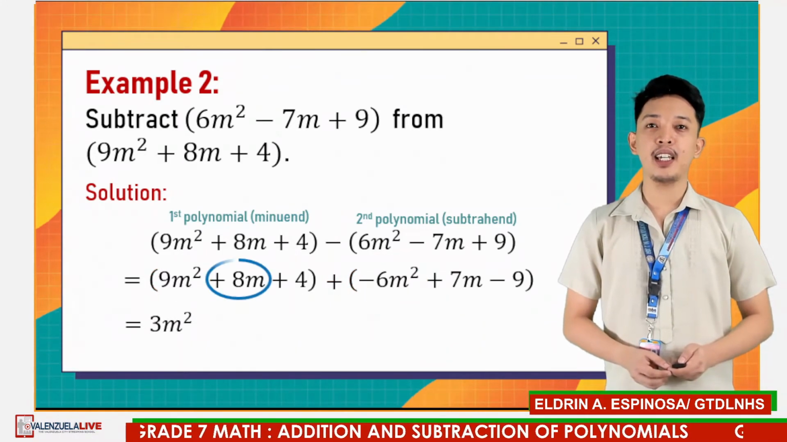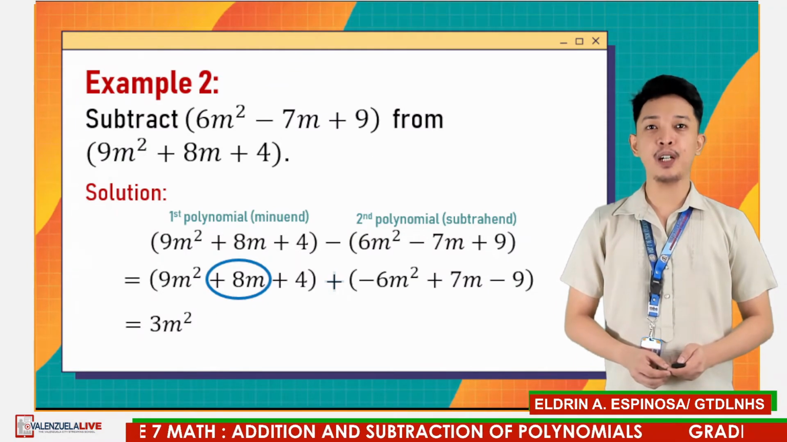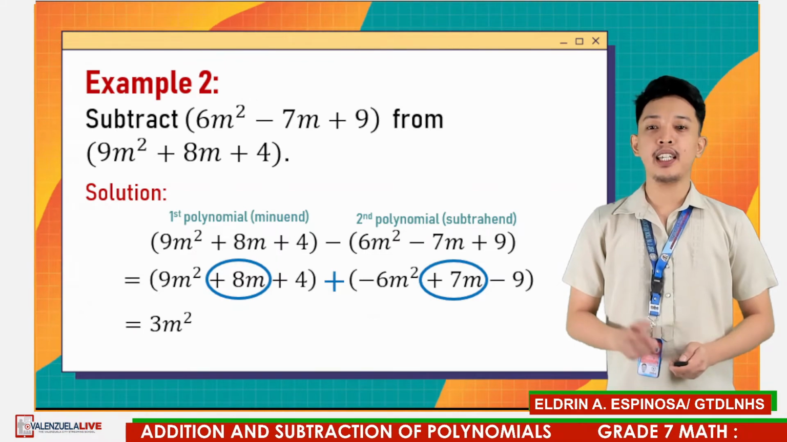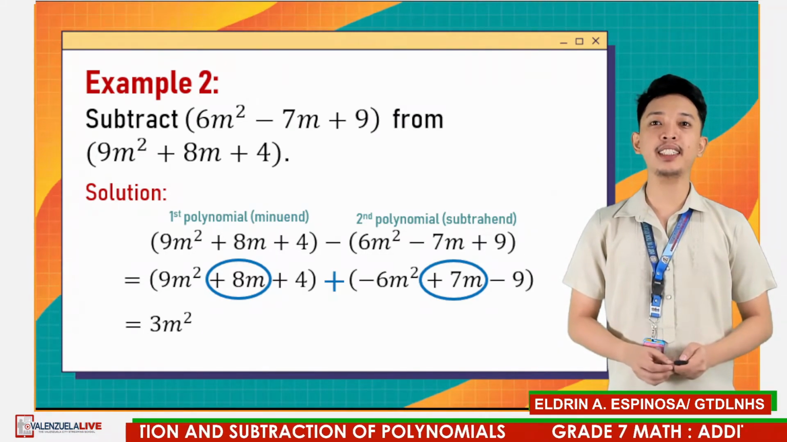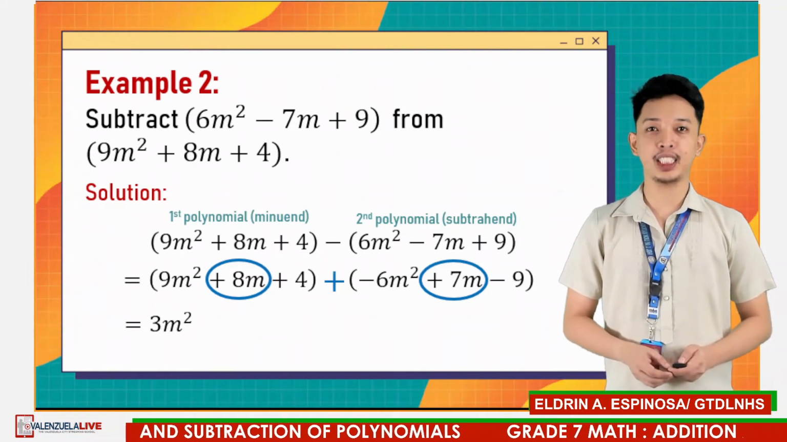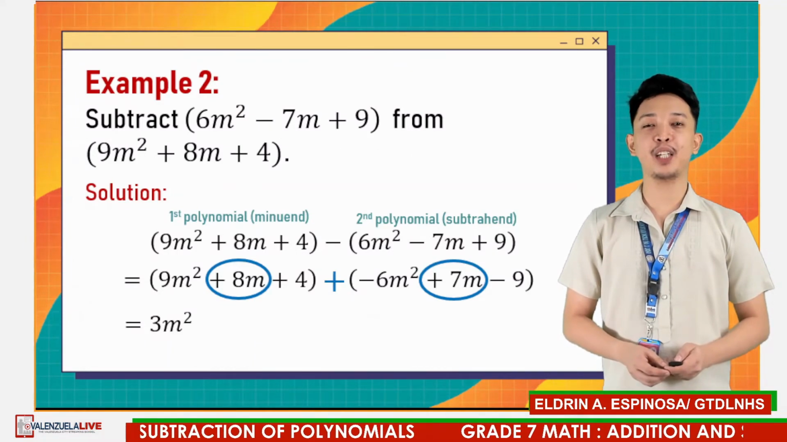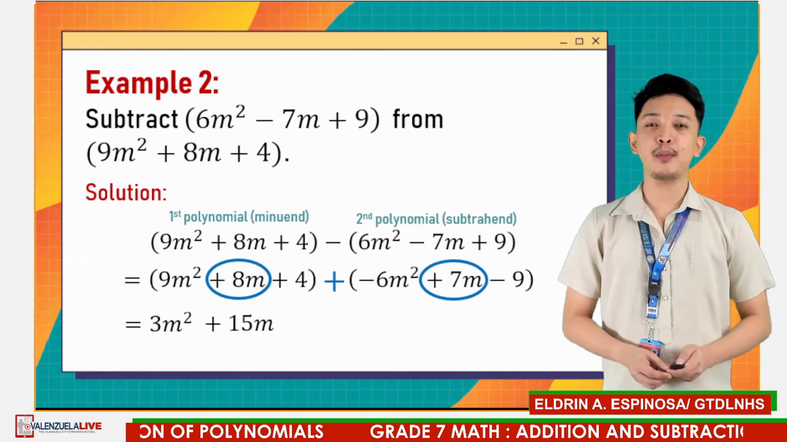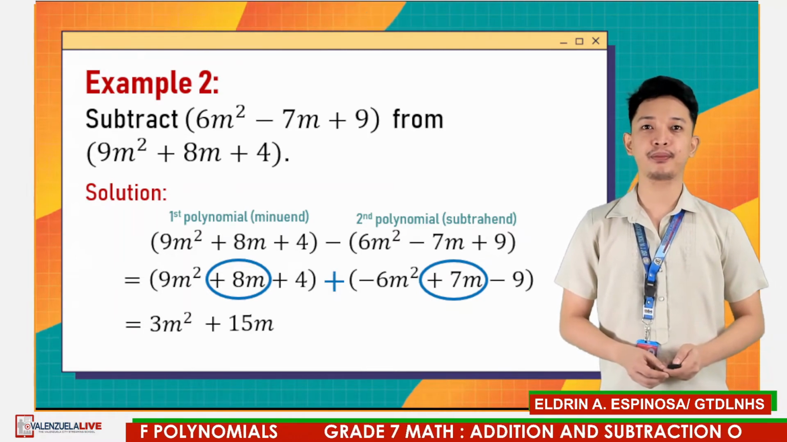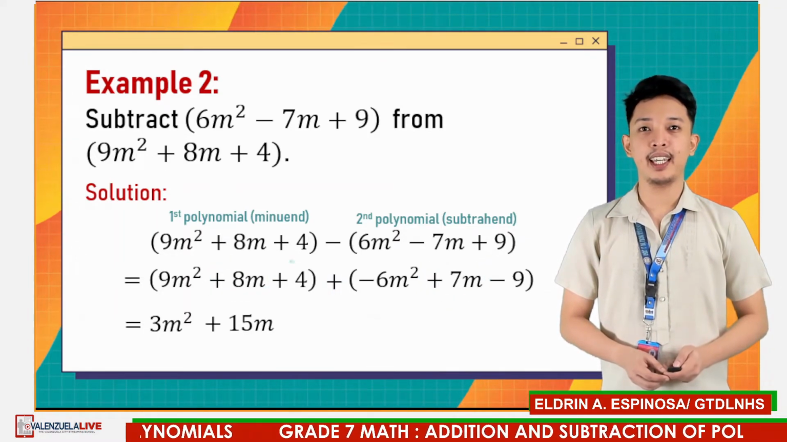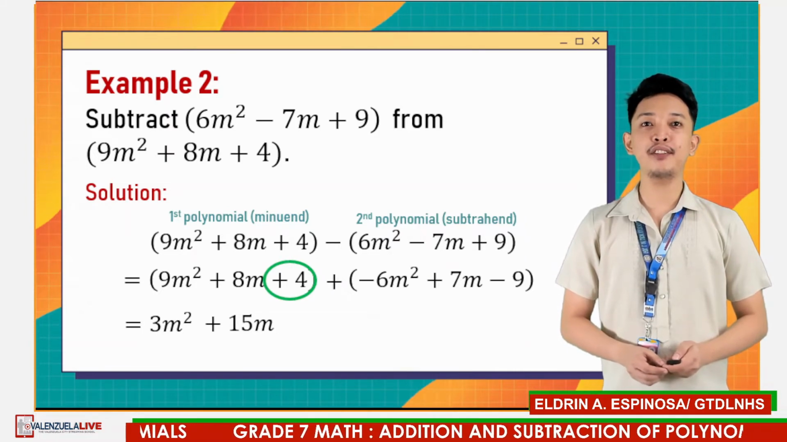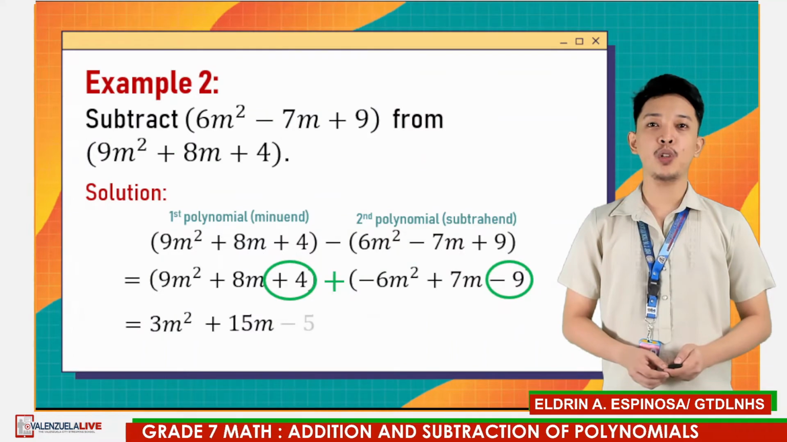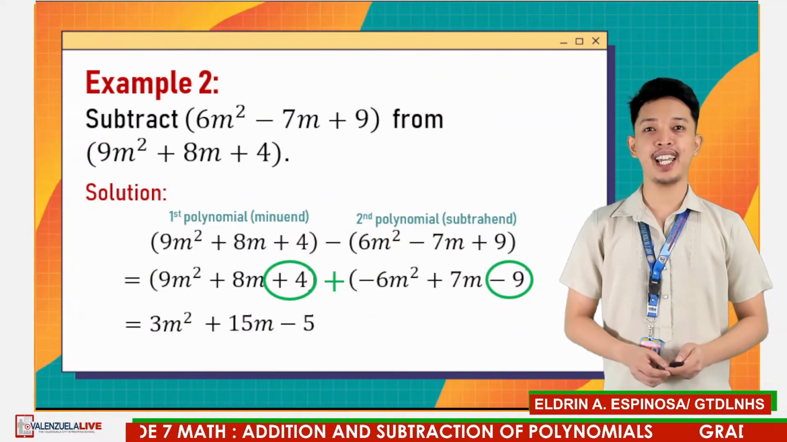Next, positive 8m plus positive 7m. Add the numerical coefficients. 8 plus 7 is 15. Then copy the same literal coefficient, which is m. So we will have positive 15m. And last, positive 4 plus negative 9. We will have negative 5.